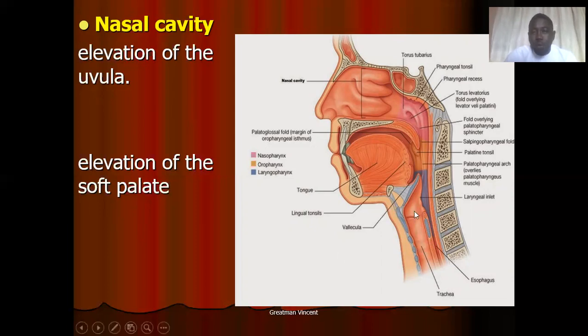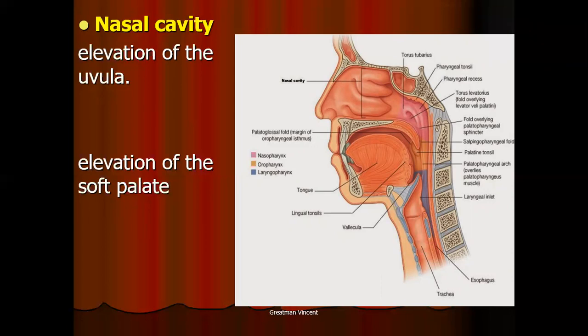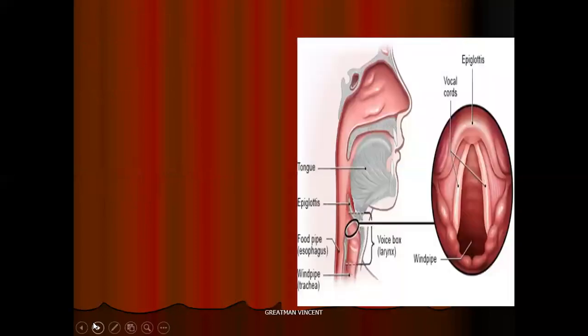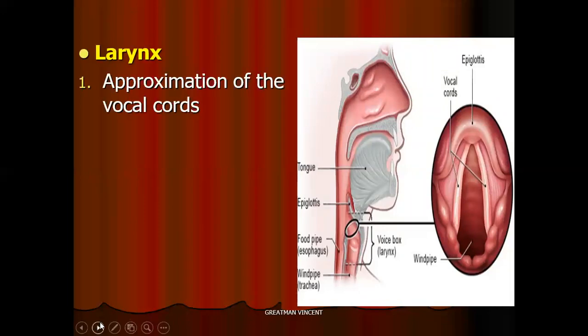So because of that, what happens so that food will not be geared towards the trachea, but will get into our desired pathway, which is the esophagus? Just as I said, we basically have three mechanisms that happen. Number one, we have what we call the approximation of the vocal cords.